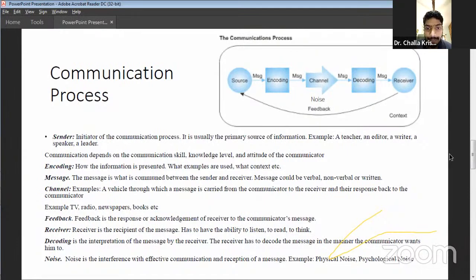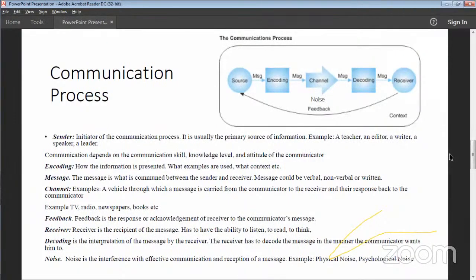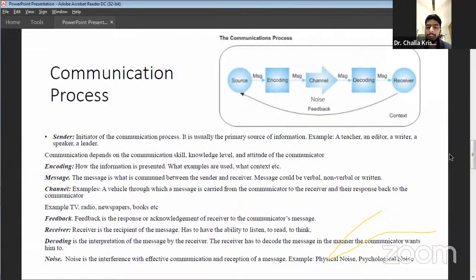And then comes feedback. Feedback is the response or acknowledgement of the receiver to the communicator's message. So after receiving the sender's message, the receiver just doesn't keep quiet. He gives feedback, right? So giving feedback, whether he's understood or not, maybe non-verbal feedback, maybe verbal feedback, some sort of feedback is important, so that the sender gets assurance that the receiver has understood. Similarly, if the receiver is giving feedback, it is actually continuity in the message. So he's trying to get more knowledge, or maybe he's trying to convey that he has understood.